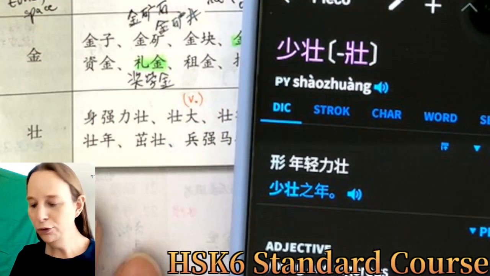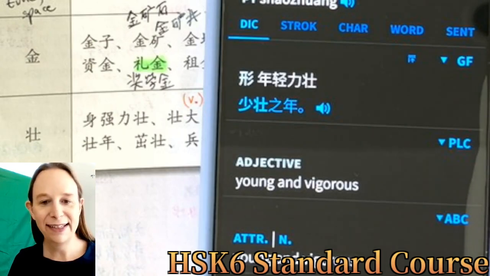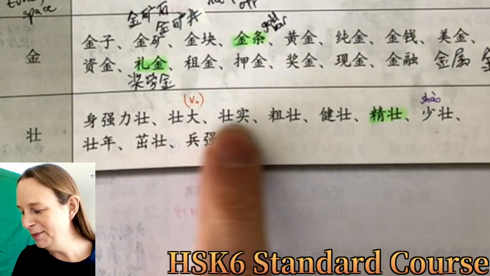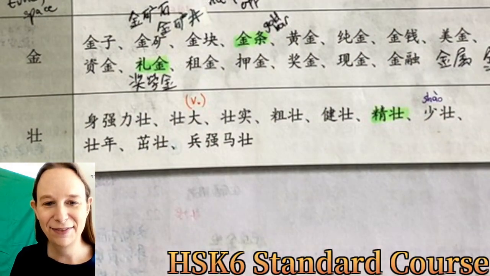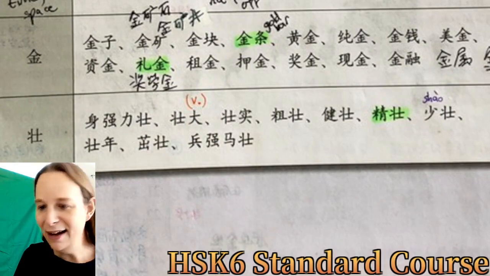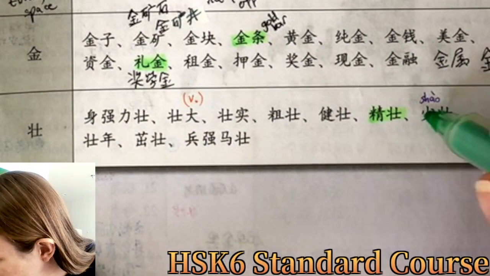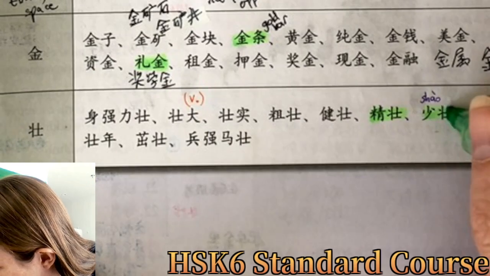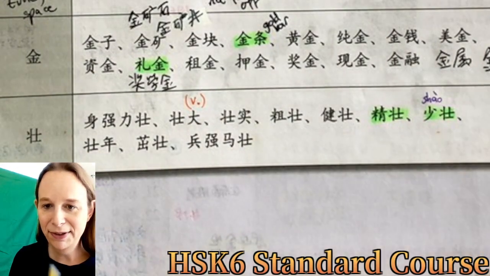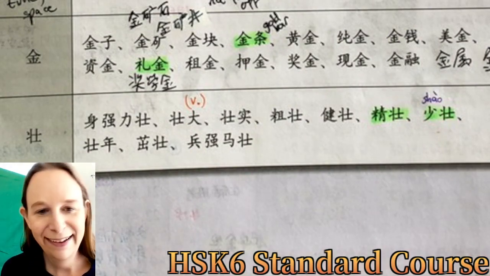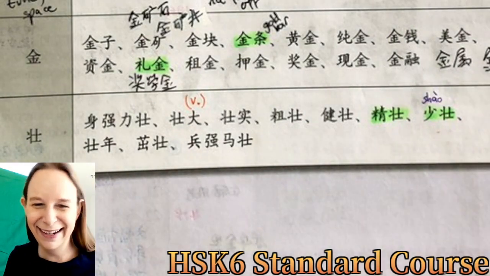年轻力壮. Okay, so this is young and vigorous. It is an adjective. So except for this one, I'm doing all right. I said they were all adjectives. There was one exception. 少壮, so young and stout. Describing a person.